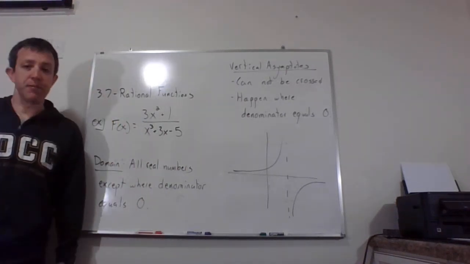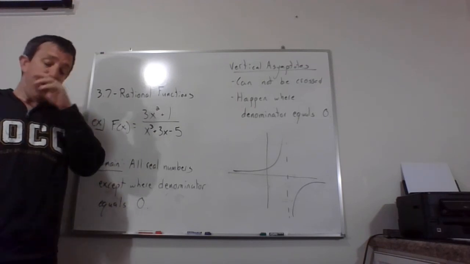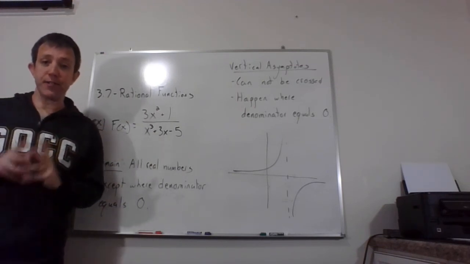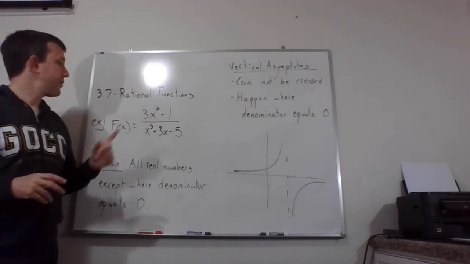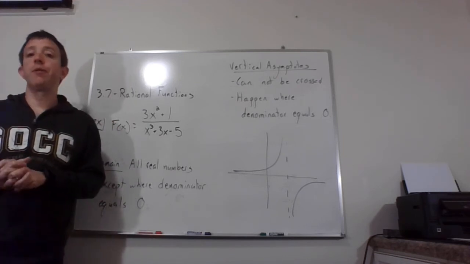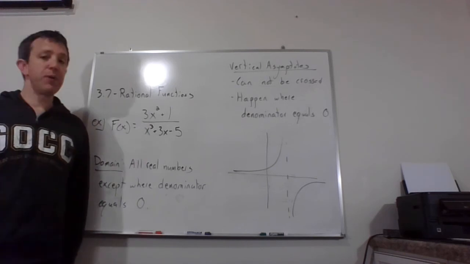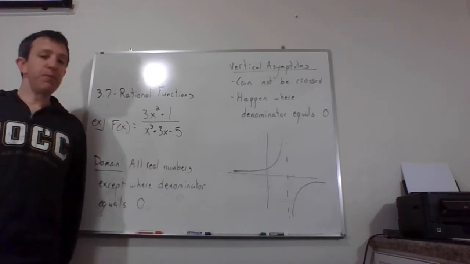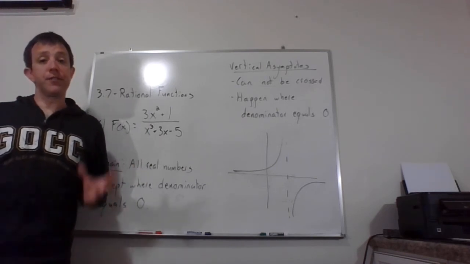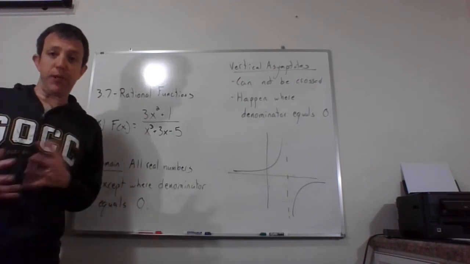Today we're looking at section 3.7, rational functions. A rational function is any function that is just two polynomials, one in the numerator and one in the denominator. You'll see here I have an example, f of x is 3x squared plus 1 all over x cubed plus 3x minus 5. This is the kind of function we're going to explore in this section.